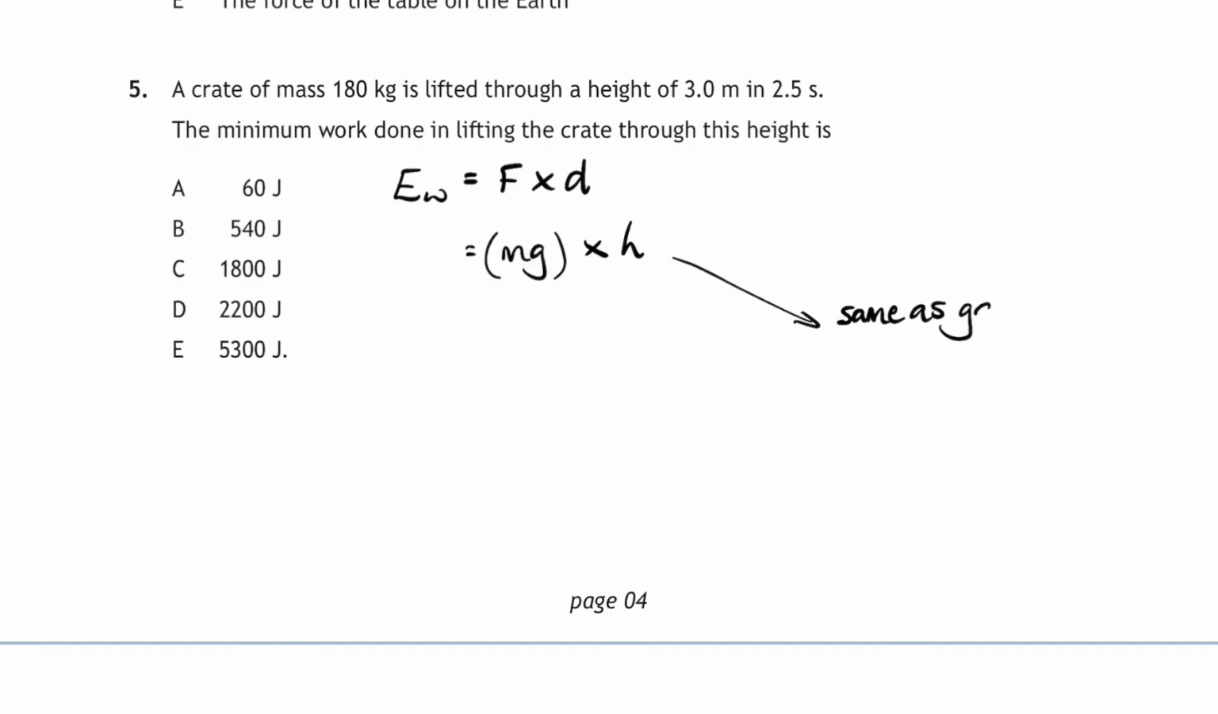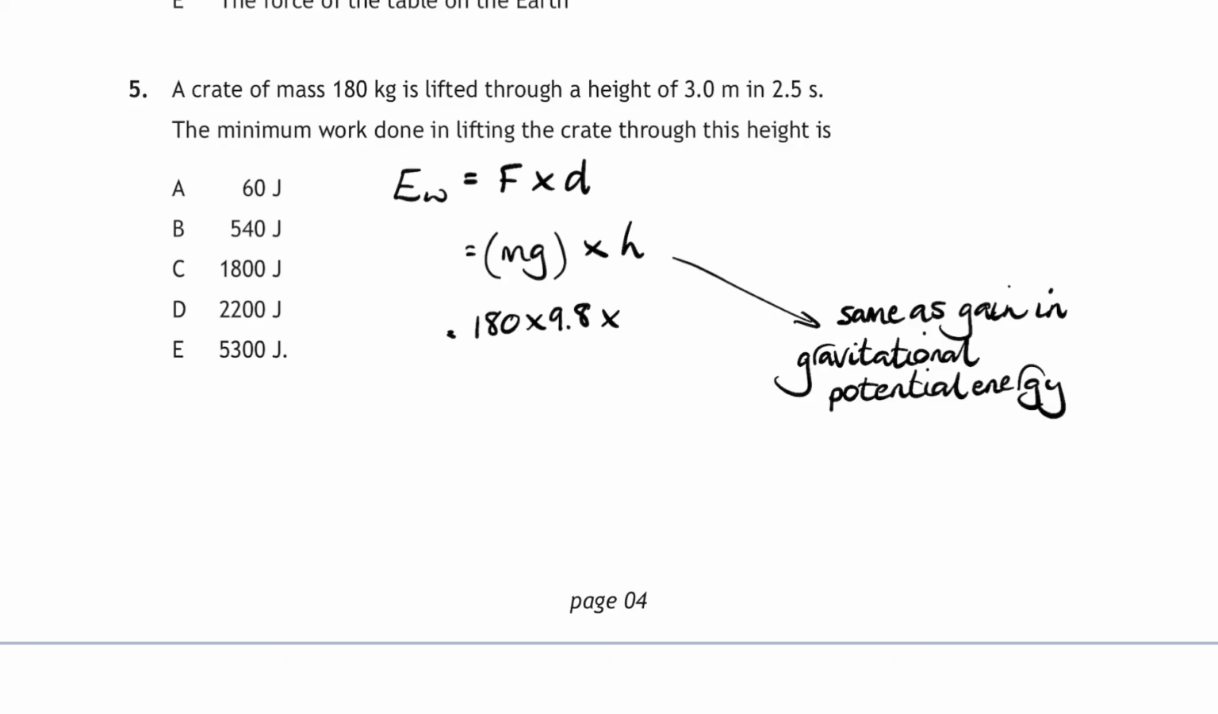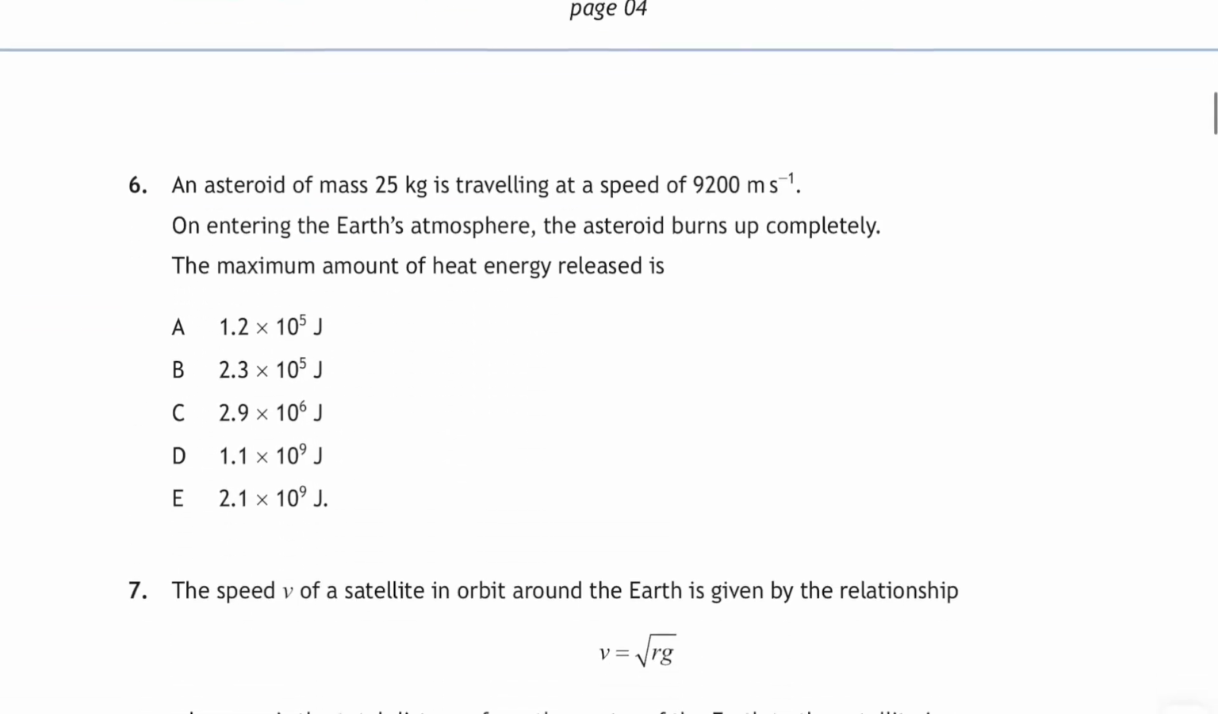And if you look closely, that's the same relationship as the gain in gravitational potential energy, Ep equals mgh. So if we sub in all the numbers we know, the mass was 180, g is 9.8 and the height was 3 meters. And that gives us an answer of 5292 joules. Now you've got to watch your rounding here, so that rounds to 5,300 joules, and that corresponds to answer E. That's question 5E.